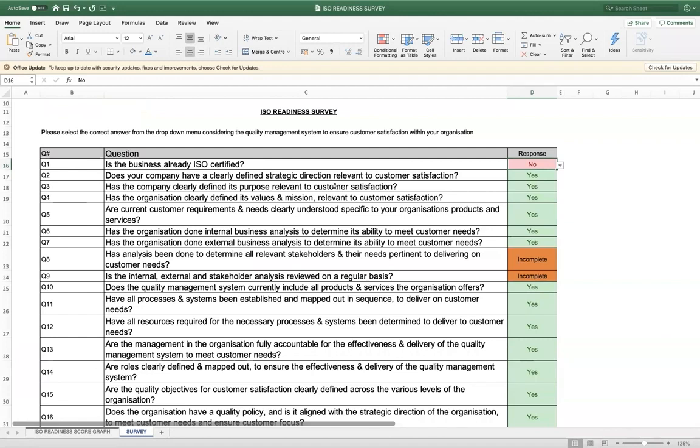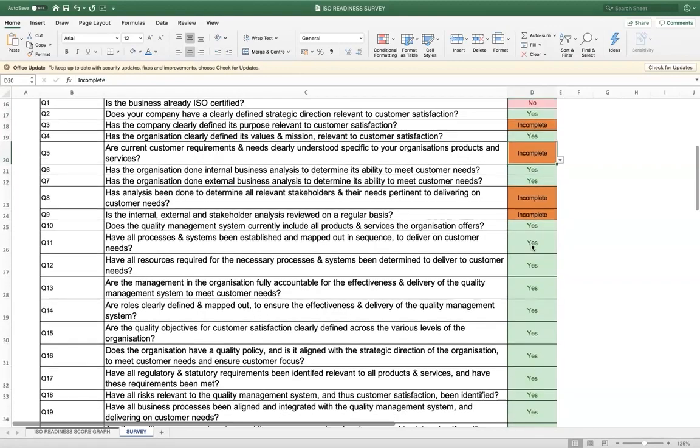Does your company have a clearly defined strategy and direction relevant to the customer? Yes. Has the customer clearly defined its purpose relevant to customer satisfaction? Yes, but I would say that those are elements that we need to work on within the Business Builder, so mark that incomplete. Has the organization clearly defined its value and missions? Yes, it does. Are current customer requirements clearly understood? Although we've started the journey in Business Builder, I would say that those are incomplete.